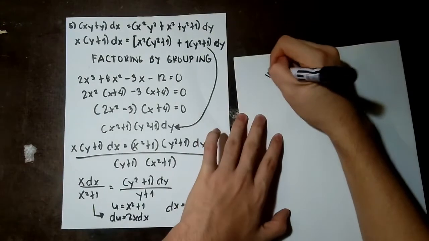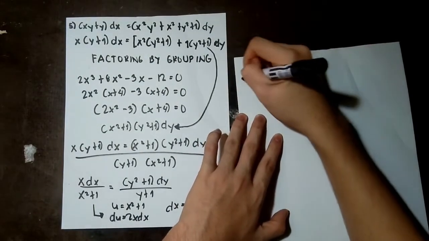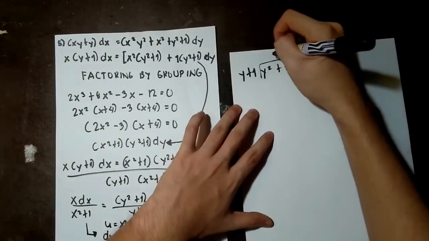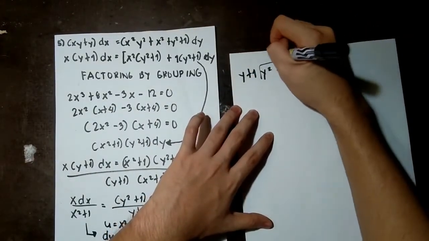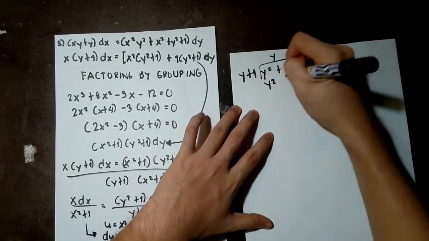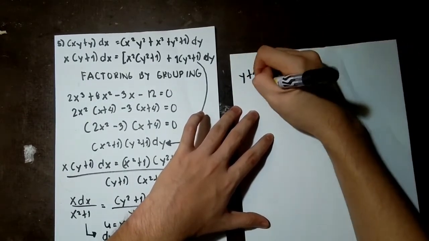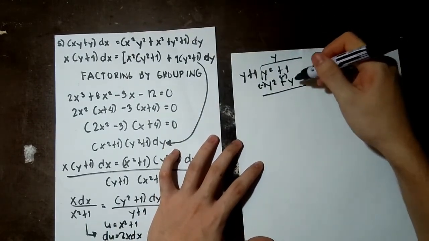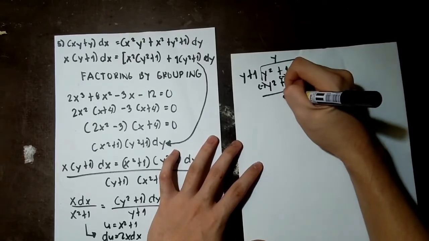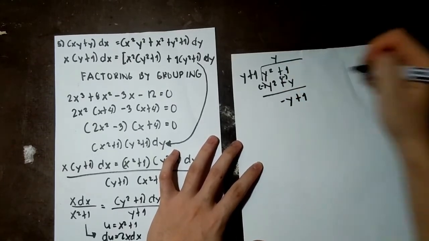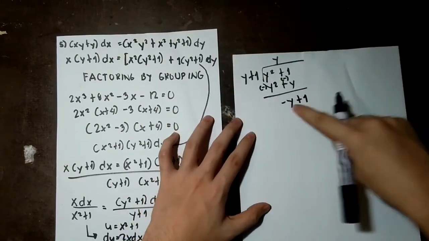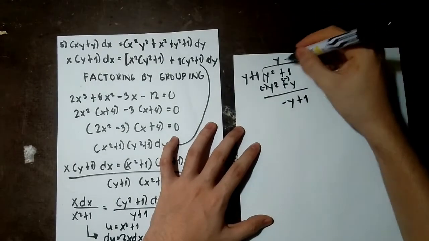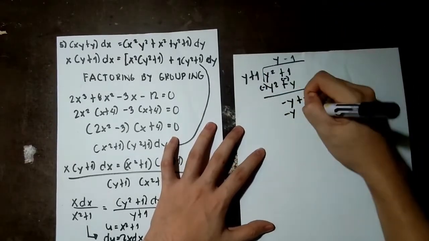So, y squared plus 1 divided by y plus 1. So, basic long division. y squared plus 1 divided by y plus 1 is just y. Then, y squared plus y. Then, we subtract. So, y squared plus 1 minus y squared minus y is equal to negative y plus 1. Then, negative y plus 1 divided by y plus 1 is negative 1. Then, negative 1 times y plus 1 is negative y minus 1.